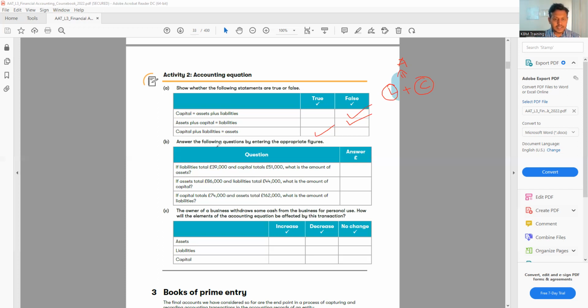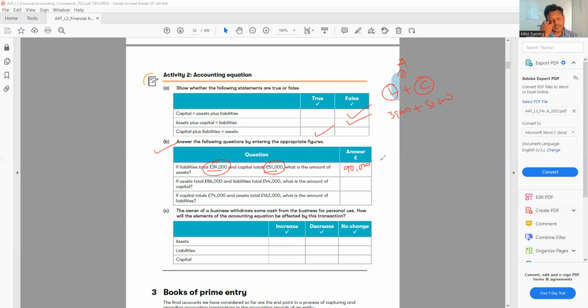Part B says, answer the following question by entering the appropriate figures. If liability is 39,000 and capital is 51,000, what is the amount of asset? It's quite simple, we just need to add these two. 39 plus 51 is 90,000. So 90,000 is the asset.